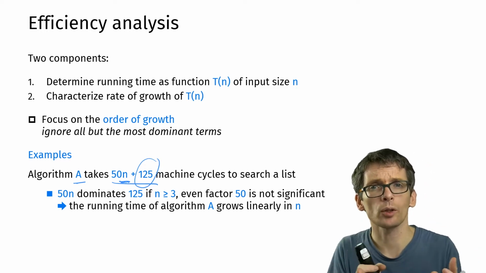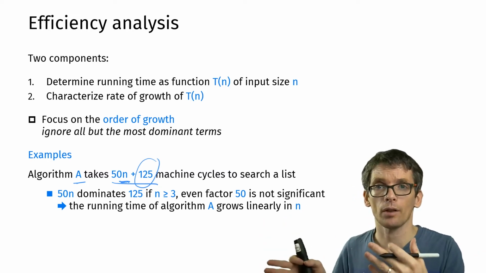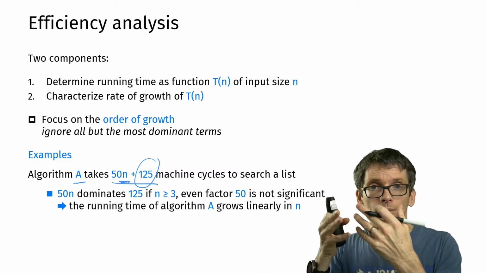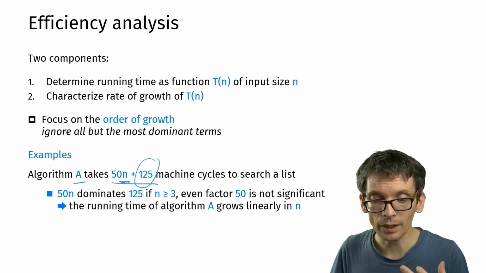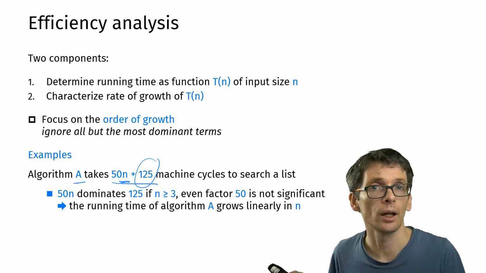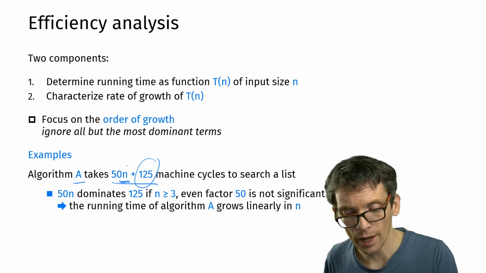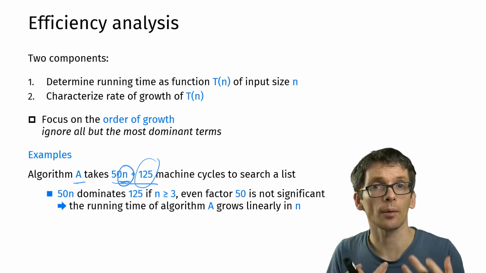And I'm also not so much interested in the 50, because the 50 again might depend on all kinds of things. In particular, in terms of running time, if it's really time, it will depend on the programming language, or it will depend on the computer system, while the n is really something that comes from our algorithm.